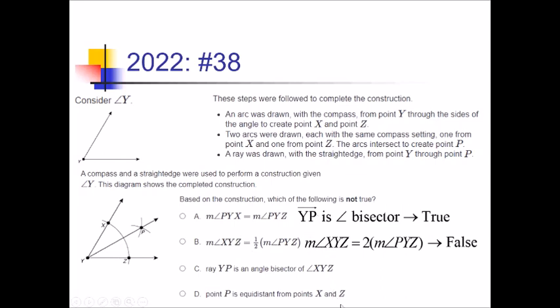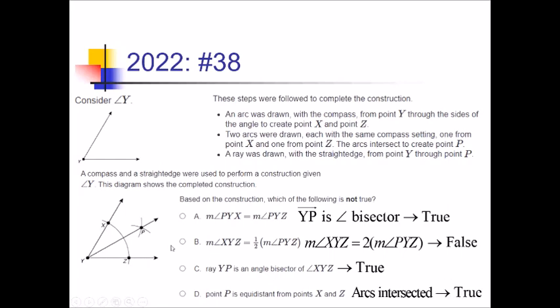But if you want to look at these other choices, here they're saying that YP is an angle bisector. We said that earlier. That was the whole point of this construction. And then we have choice D: point P is equidistant from X and Z. They're saying this point is the same distance from these. Even if you don't know a whole lot about constructions, just eyeballing it, this looks to be the case, and it is actually true because these arcs intersected when you used compass settings that were the same, and also because X and Z were the same distance from a point that was further back. So we're getting the same distances all the way through here. So this is also a true statement.